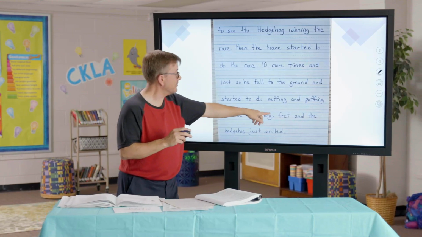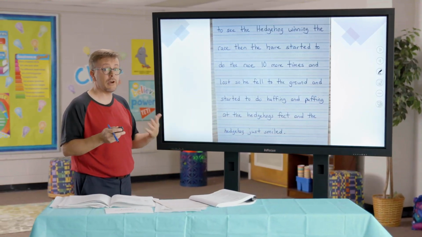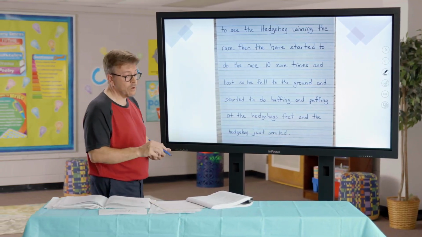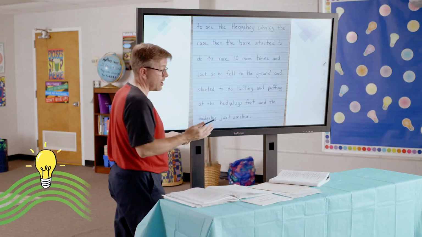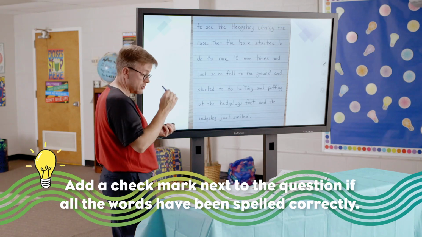"At the hedgehog's feet, and the hedgehog just smiled." So this writer did a very nice job on her spelling. So we would want to make sure that we check that off. I've spelled all my words correctly. In this case, this writer spelled all the words correctly. So check that one off.